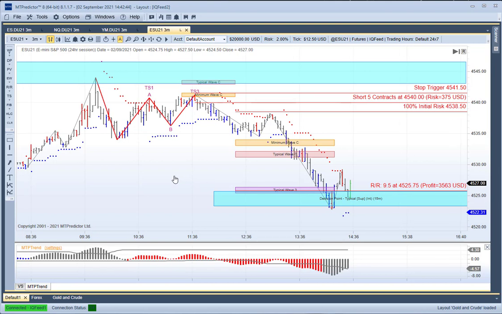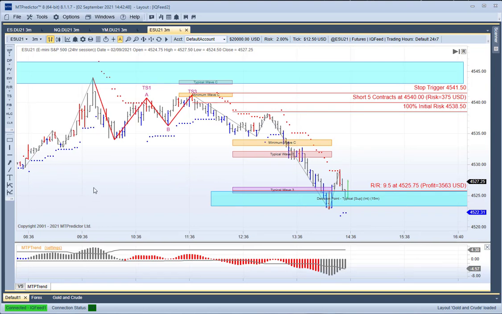So hopefully this has been a good example of an MTPredictor trade setup that's literally just been unfolding at the moment on a 3-minute chart of the ES with a 15-minute for the larger degree trend.